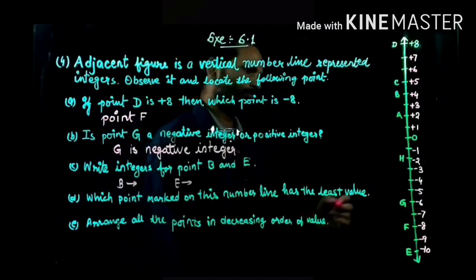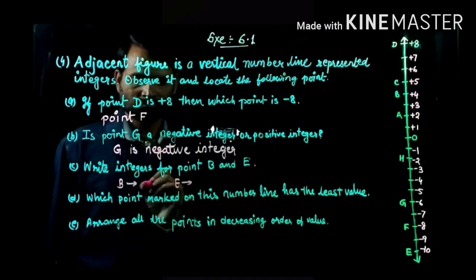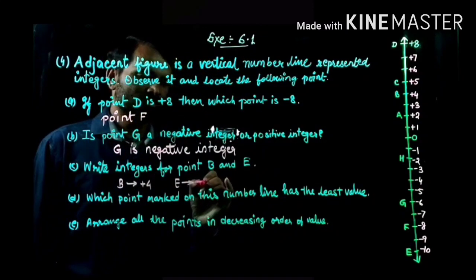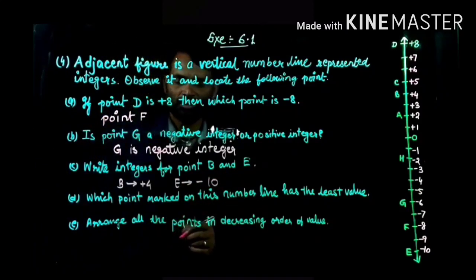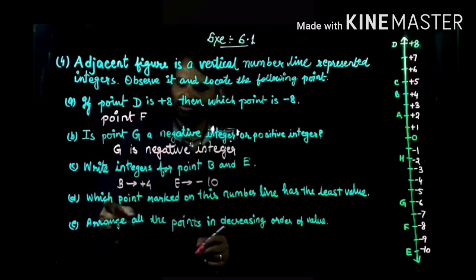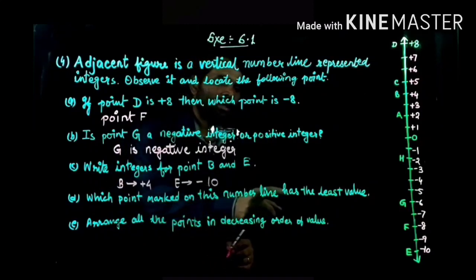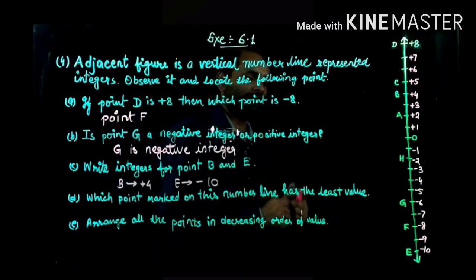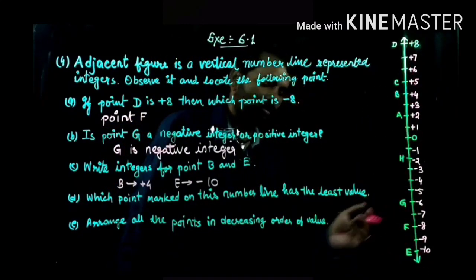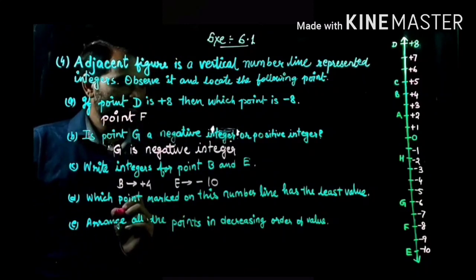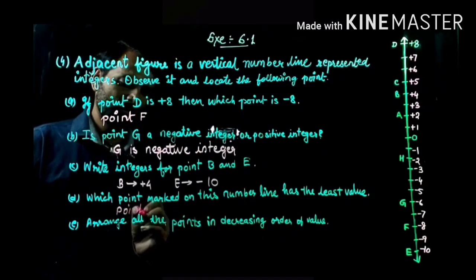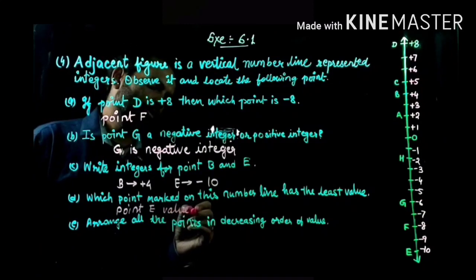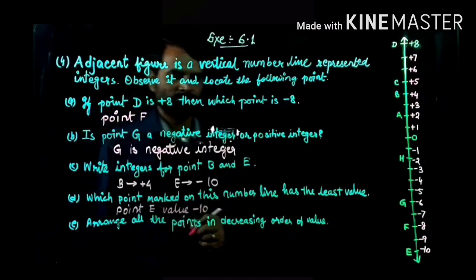Okay, where is the B? B is a plus 4. So write the plus 4, and E is a minus 10. Okay. Next question D is which point mark on this number line has a least value. Least value means minimum values, that the minimum values is a value of point D. So answer is a point E value. What is the value? Value is minus 10. Okay.